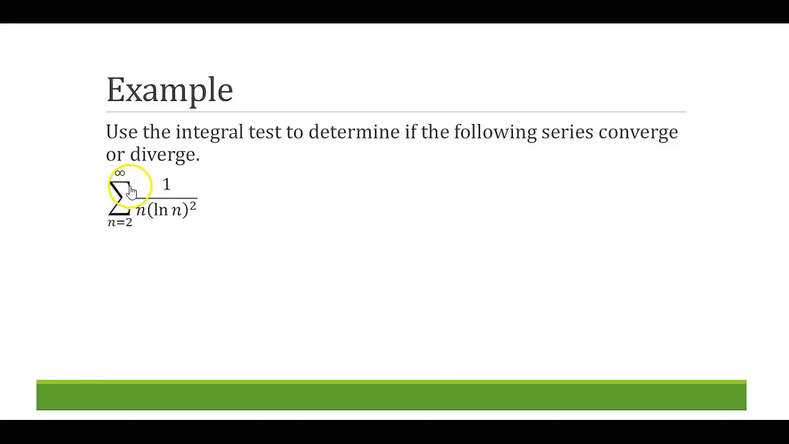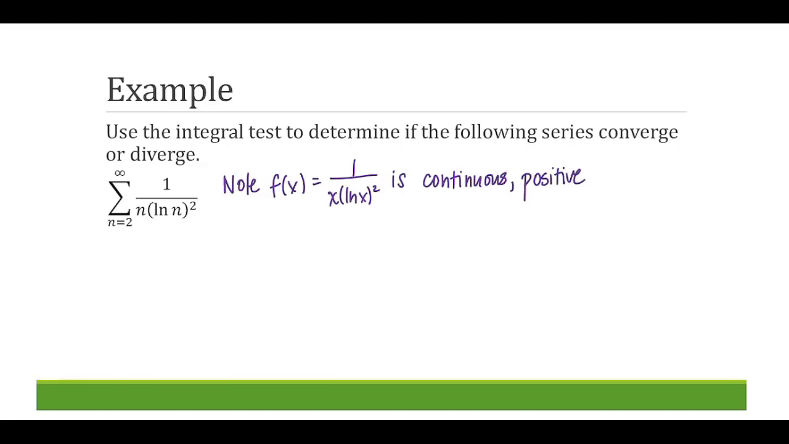We're going to use the integral test again on the sum from n equals 2 to infinity of 1 over n times natural log n squared. So again, we want to start by saying something like, note f of x, which is 1 over x times natural log of x squared, is continuous. So we definitely know this is a continuous function, again as a quotient and product and composition of a bunch of continuous functions.